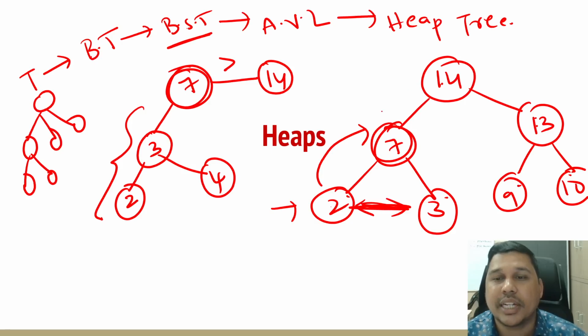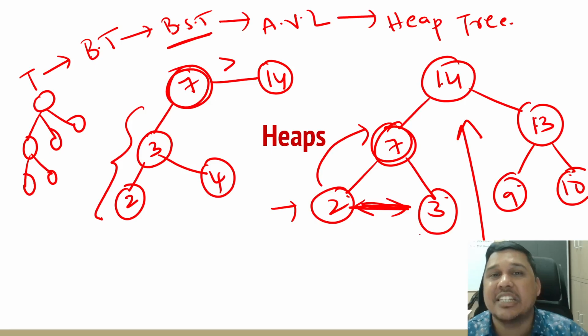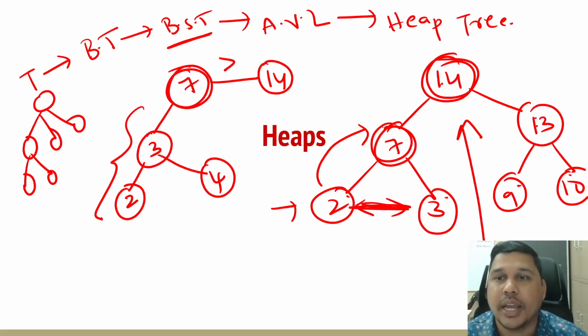If you see from bottom to top, the elements should be in increasing order. The root should be the largest element. You see left child and right child both are lesser than 14. Again for 7, left child and right child both are less than 7. This is the property of heap, right.